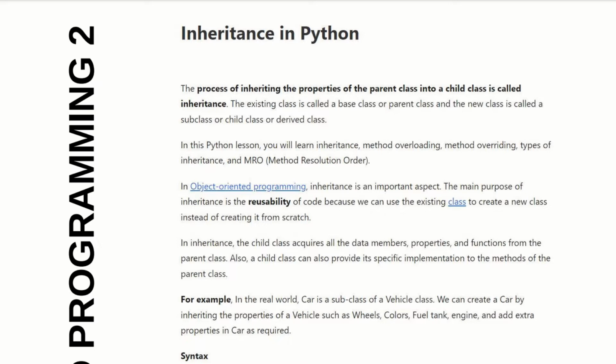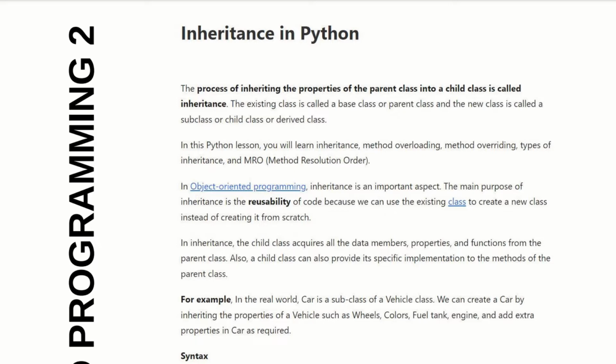We can get whatever is in our parent class. Also, a child class can provide its specific implementation to the methods of the parent class. So you can also specify implementations to the methods of our parent class.